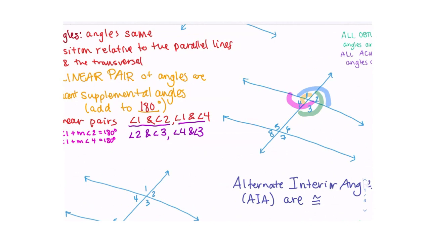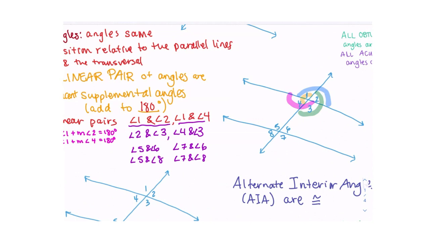So we have angle 5 and angle what? Actually, yeah, 6. I'm just going to keep on going through it. Angle 5 and angle 6. Angle 5 and angle 8. Angle 7 and angle 6, and angle 7 and angle 8.